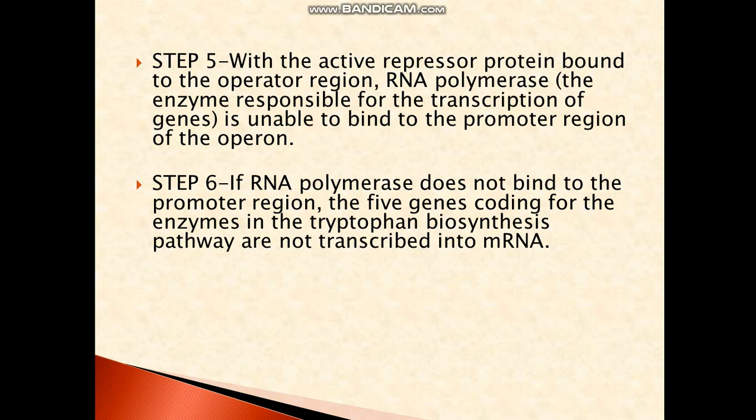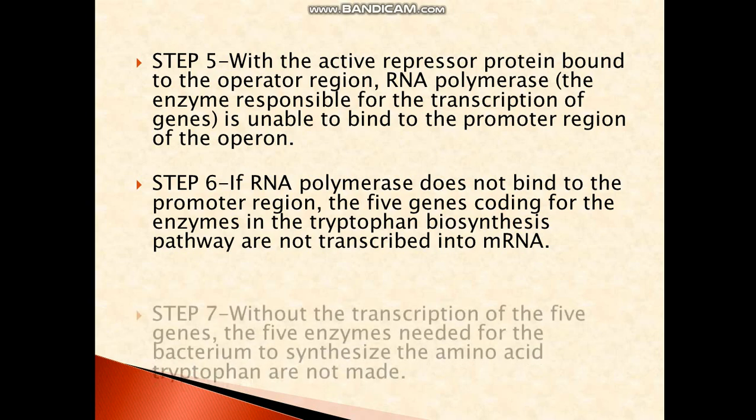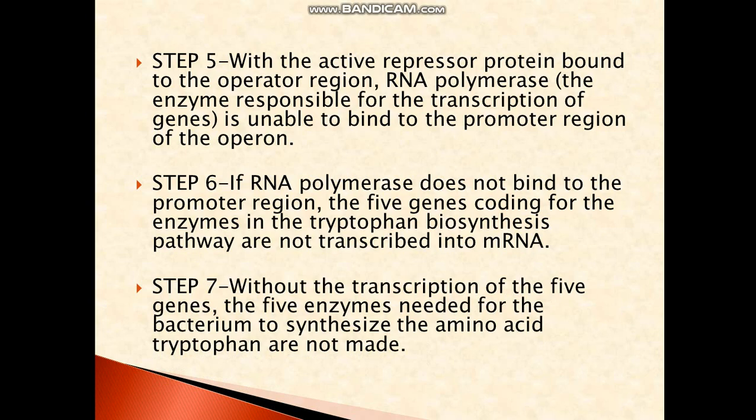Okay, when the space has been occupied, there will be no possibility for the RNA polymerase to bind, and finally the synthesis of these 5 enzymes given by 5 different genes, which are responsible for tryptophan synthesis, will not be formed, and certainly tryptophan will not be formed inside the cell. Now, without the transcription of these 5 genes, the 5 enzymes needed for the bacterium to synthesize the amino acid tryptophan are not made, and hence no tryptophan is made. Clear? There will be no tryptophan formed.